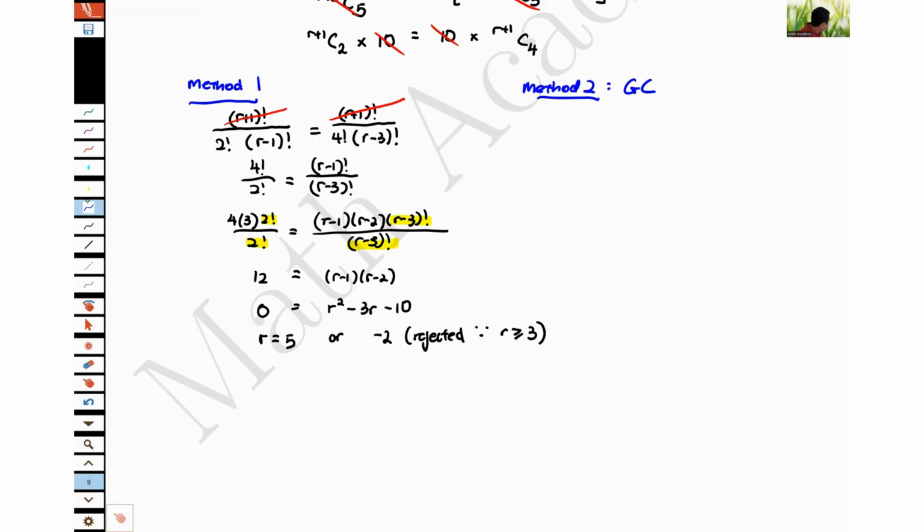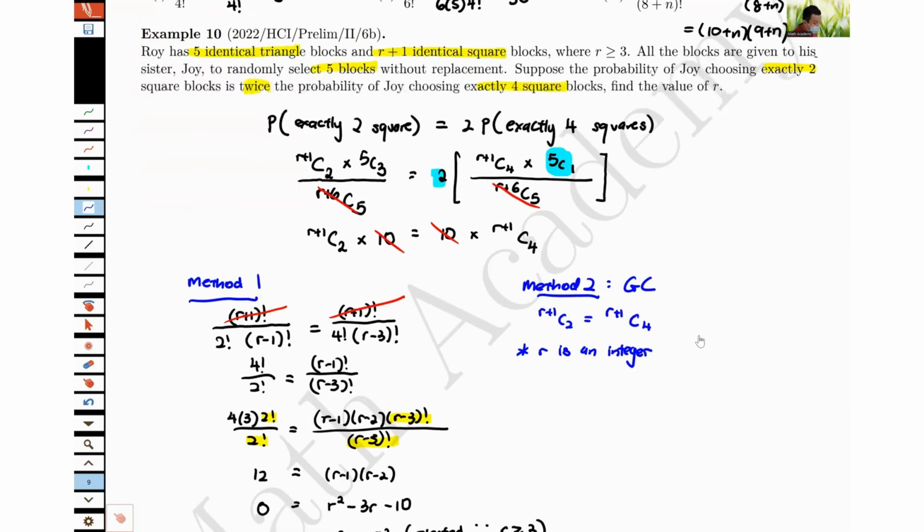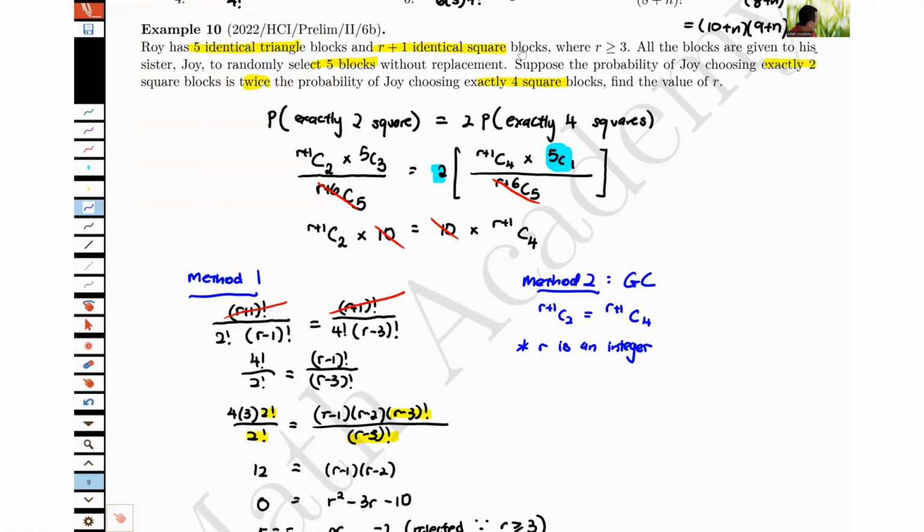Okay, so method 2, GC, is the faster of the two methods. Just right here, I'm trying to solve for these two to be equal. It's actually one of the methods from J1 that we should already know. The crucial information is r is an integer. You will have a lot of this in statistics later on. How do I know r is an integer? It's because r plus 1 is a number of blocks. It's assumed that r is a whole number, it cannot be a decimal, for example.